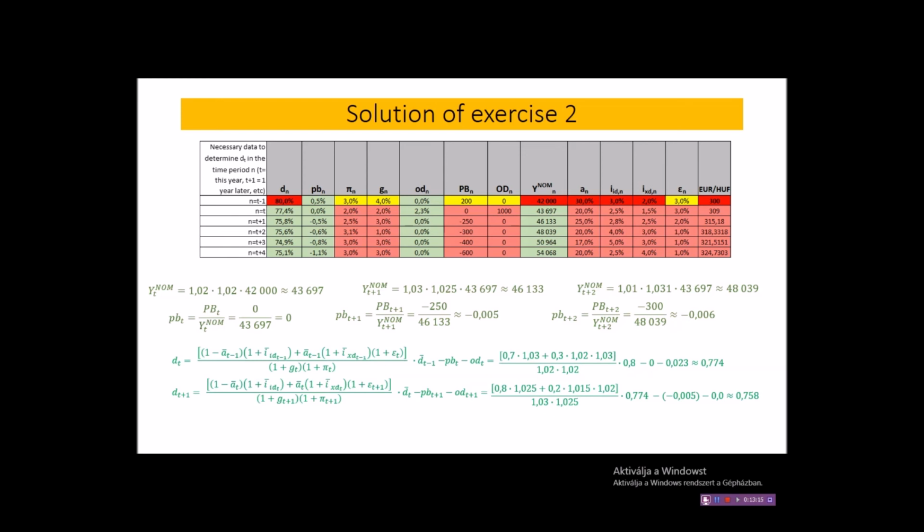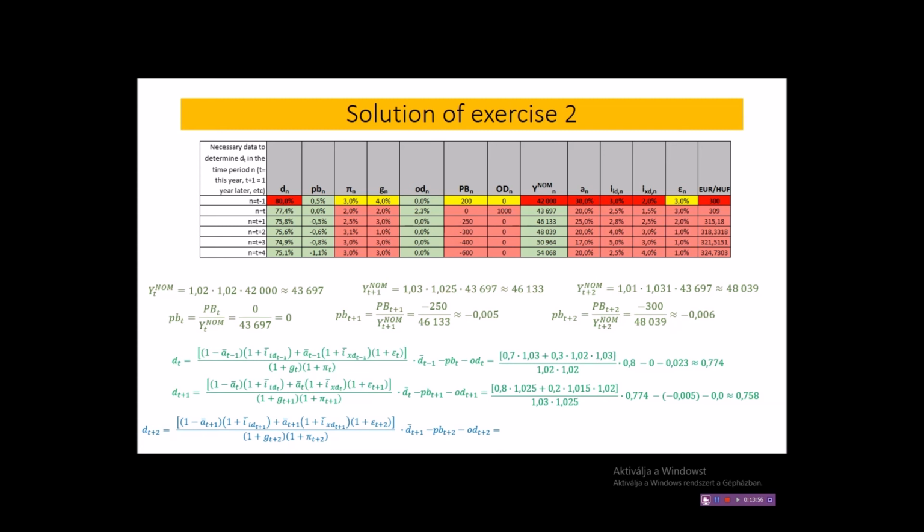So going back to the formula, dt is the previously calculated debt ratio, 77.4%. And then finally we subtract pbt plus 1, the ratio of the primary balance of the given year, which was 0.5% or 0.005, and odt plus 1, which was again 0. When we calculate the result, it will be 0.758, or in other words 75.8%. And very similarly, you can also calculate the ratio for the next year.